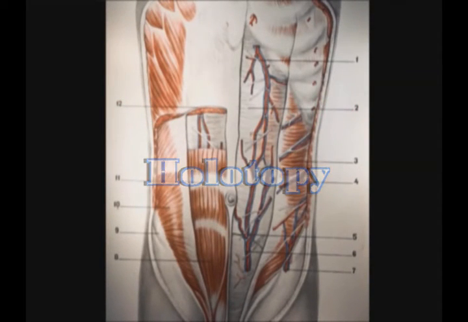Holotopy. Holotopy is the projection of an organ onto a particular anatomical region. For example, the heart is located in the anterior mediastinum, the stomach is located in the epigastrium and left hypochondrium. In other words, holotopy is the projection of organs and structures located inside, on the surface of the human body, for example, on the surface of the abdominal wall.